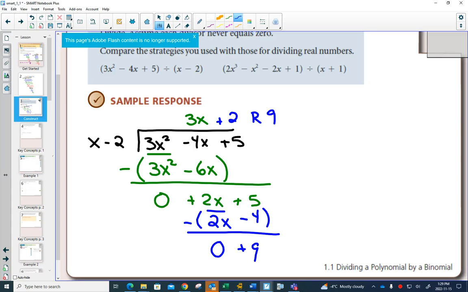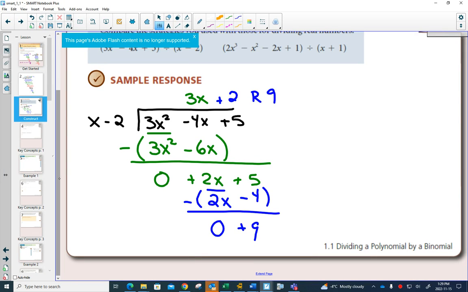And what we figured out is that if you took x minus 2 and multiplied it by 3x plus 2, it would not quite work out. But if you added a remainder of 9, it would perfectly work out to 3x squared minus 4x plus 5.